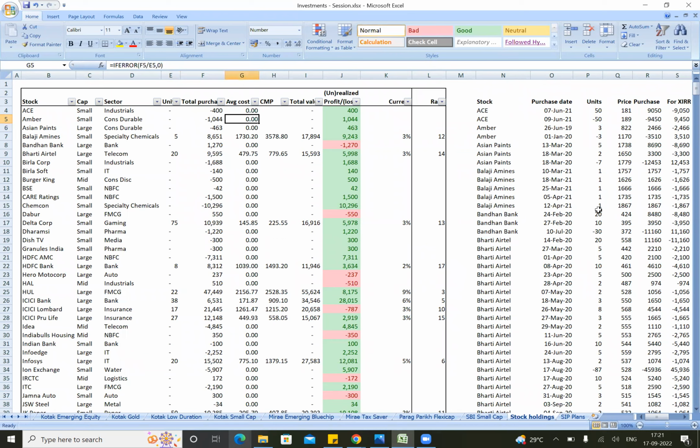Obviously, because if you look at the formula, it is F5 divided by E5. So total purchase value divided by E5 gives an error, so I've just put it in an IFERROR. That means the share is sold off, and average cost is 0.